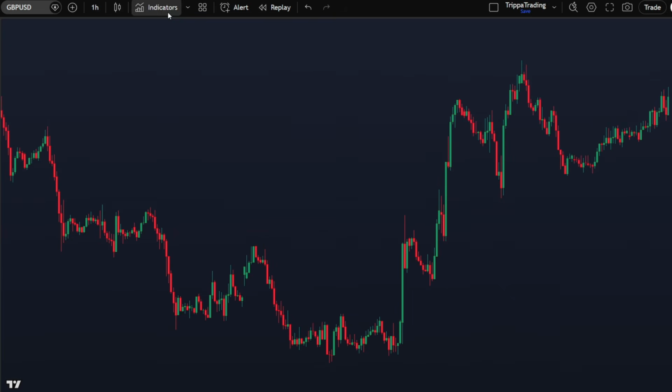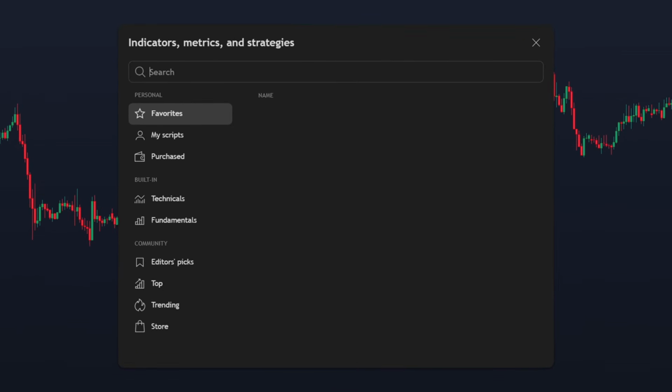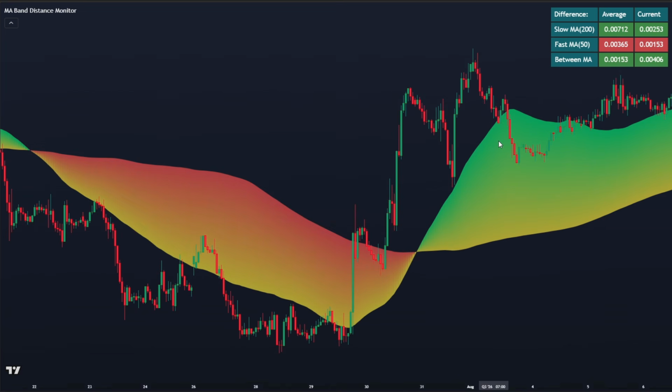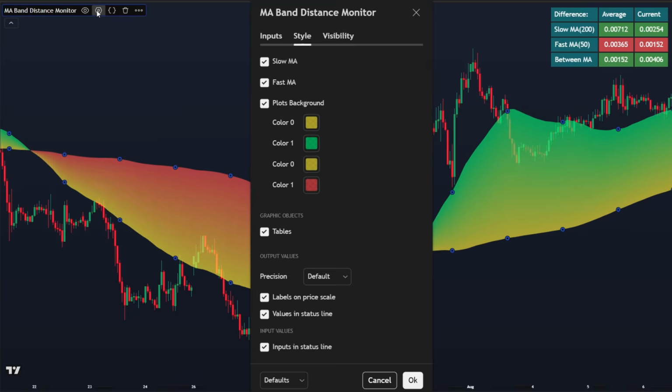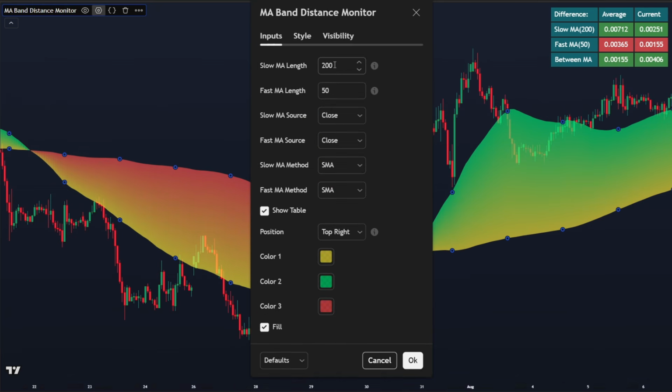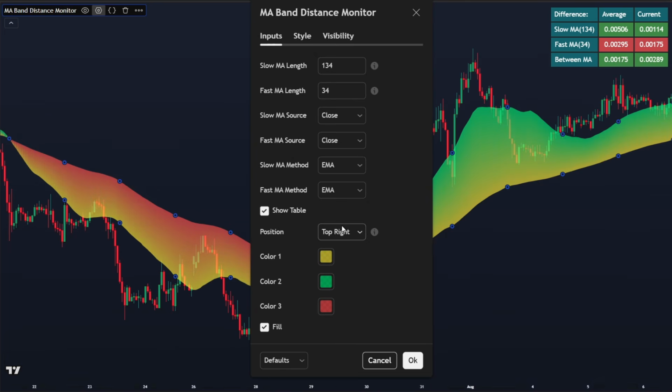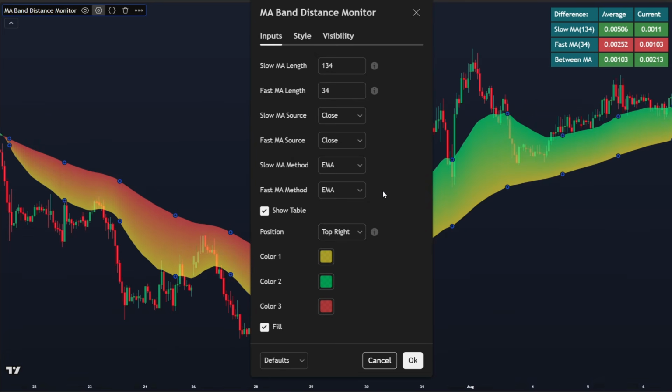First, open the indicators menu on TradingView. The first indicator we need is called EMA Band Distance Monitor. Search for EMA Band Distance Monitor and select the version created by Hassan Refaat. Once you add it to the chart, you should see this moving average cloud appearing around the price. Now open the indicator settings. For the slow MA length, change it to 134, and for the fast MA length, change it to 34. Then make sure both moving average types are set to EMA, or exponential moving average. That's everything we need to change here.